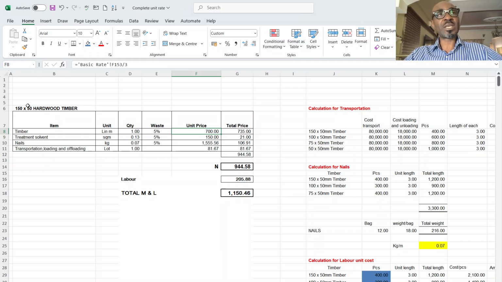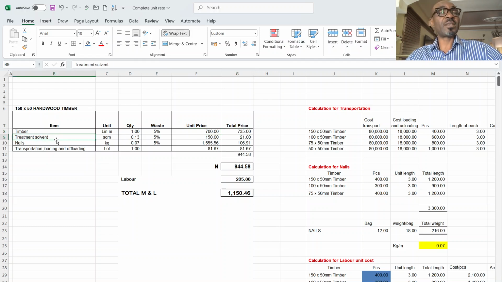Another thing I needed to point out is there are areas where the length of the wood comes in 3.6, which is 12 feet. Some places you see 3.2, some you see 3 meter. In my own locality, what you see in the market is a 3 meter length, and that is why I'm using 3 meter to divide my 2,100 to get the cost per meter. Of course, I have allowed waste of 5%. The 5% in addition to the 700 gives me 735.